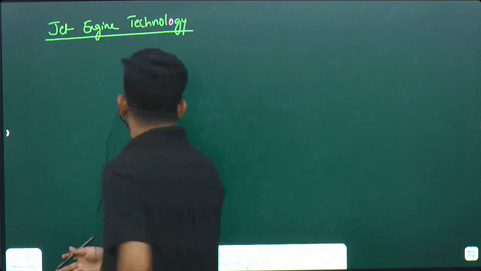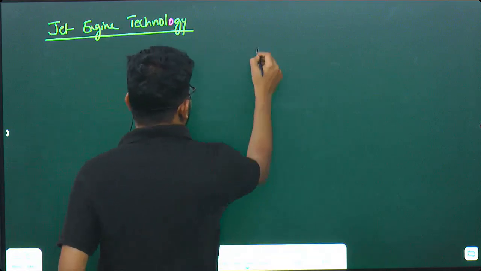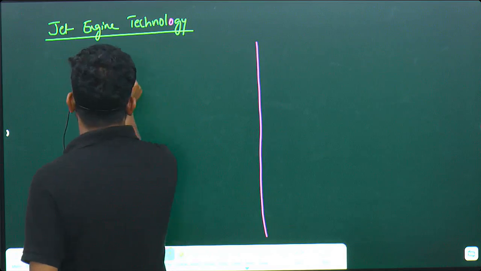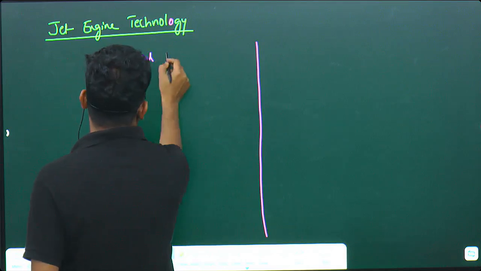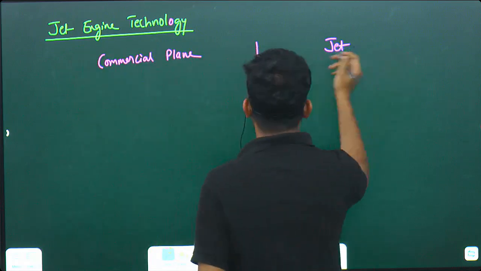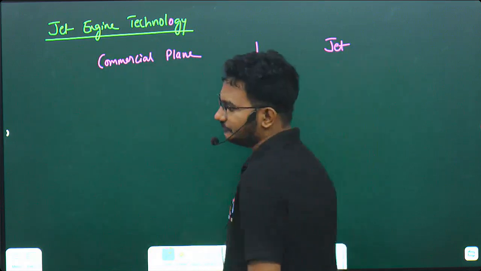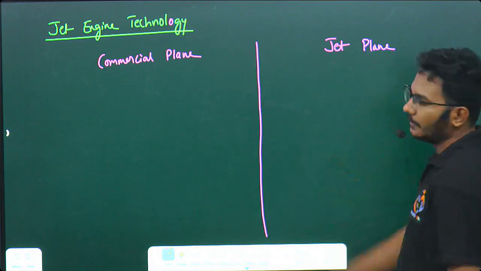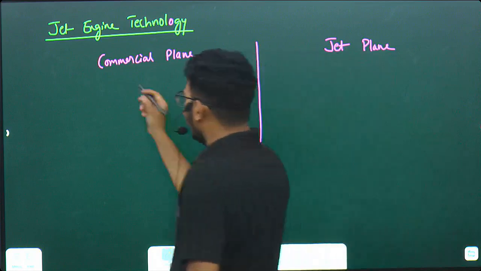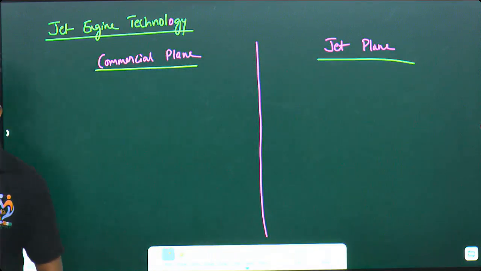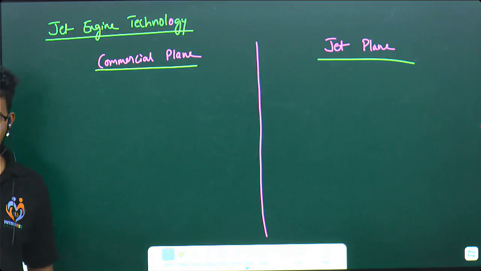Okay, fine. See, when I say jet, generally people will compare it with commercial planes. So let us have a comparison between a commercial plane and a jet plane. Write down the differences. Commercial plane means the plane which you take.